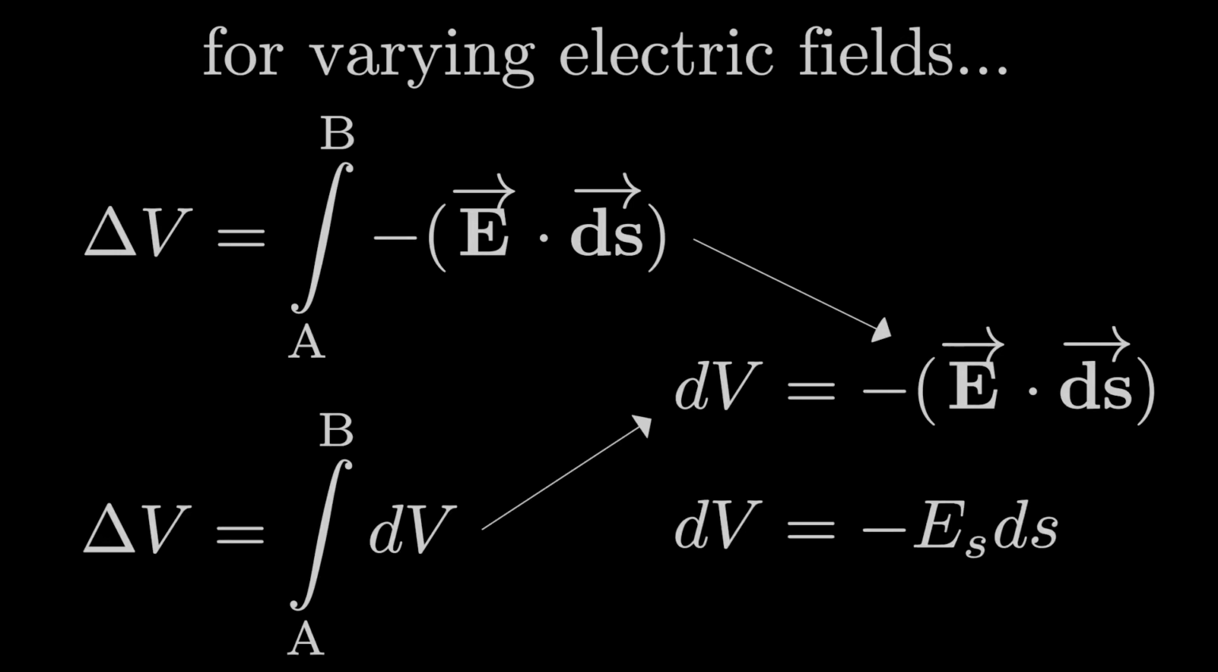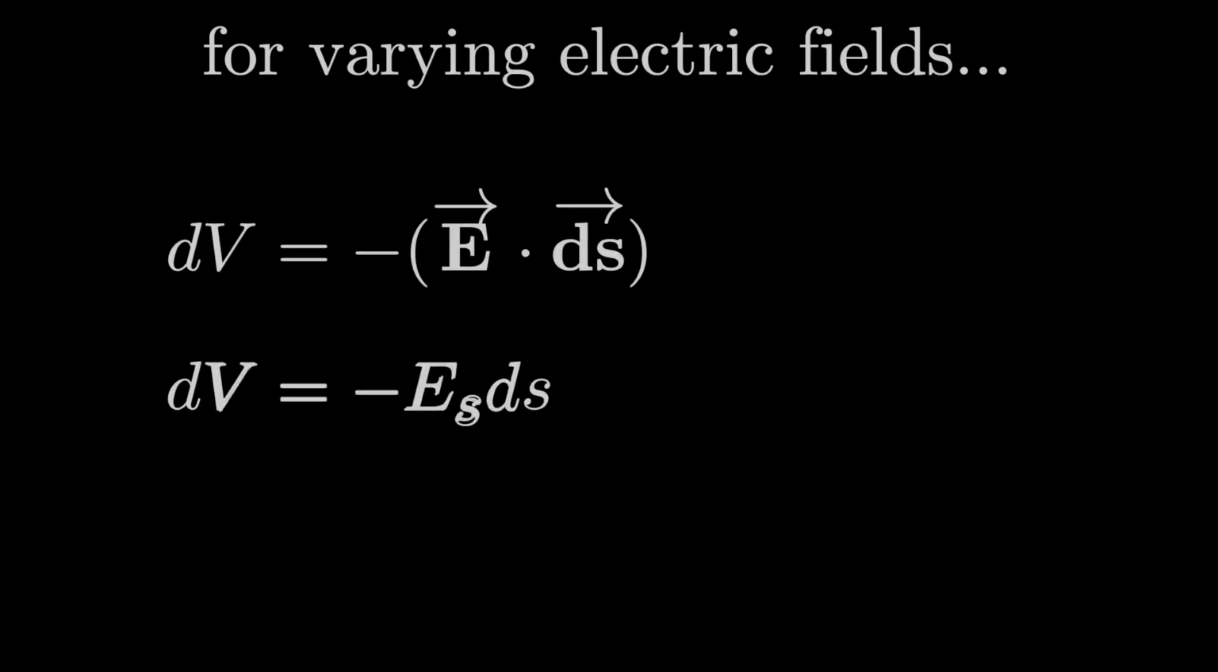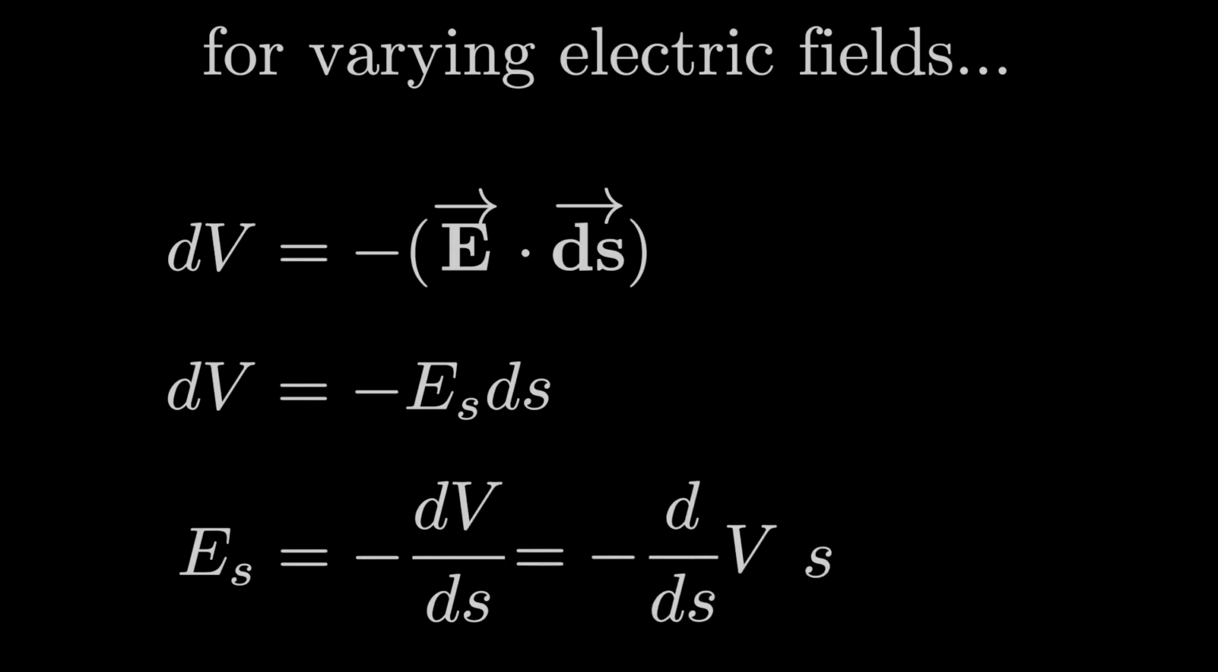In that case, if we care about the electric field in the direction of ds, then the electric field component is given by the negative derivative of V with respect to s. The math is a bit sloppy, but there it is. This presumes that you already know the potential as a function of s too, but that's not always the case.